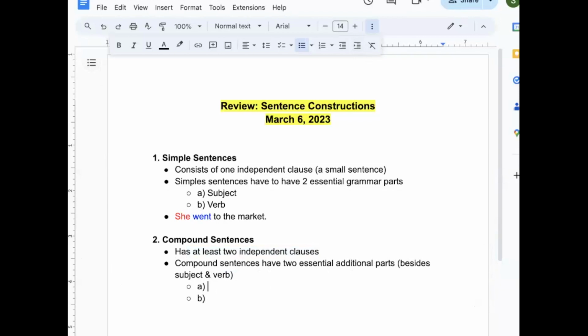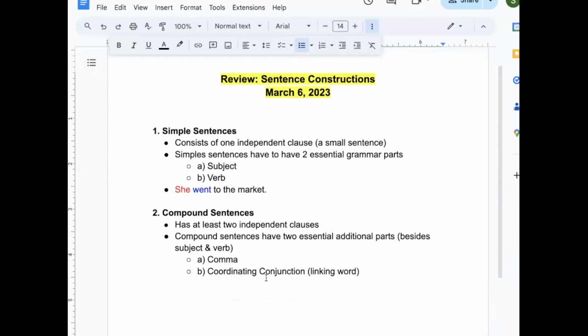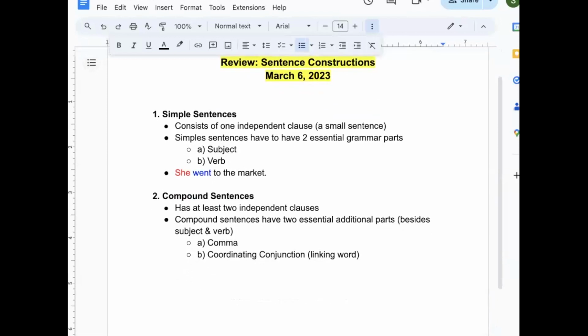One's going to be a comma. Good, Jessica. And the other one, Sophia, any ideas what the second part would be? Begins with a C. And another word that begins with a C. So it's a coordinating conjunction. We also said that we could call these a linking word. Okay, so comma and a coordinating conjunction, linking word.